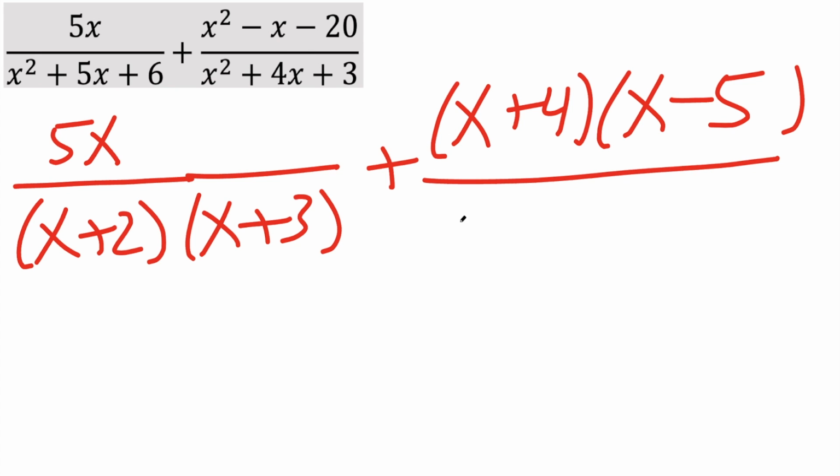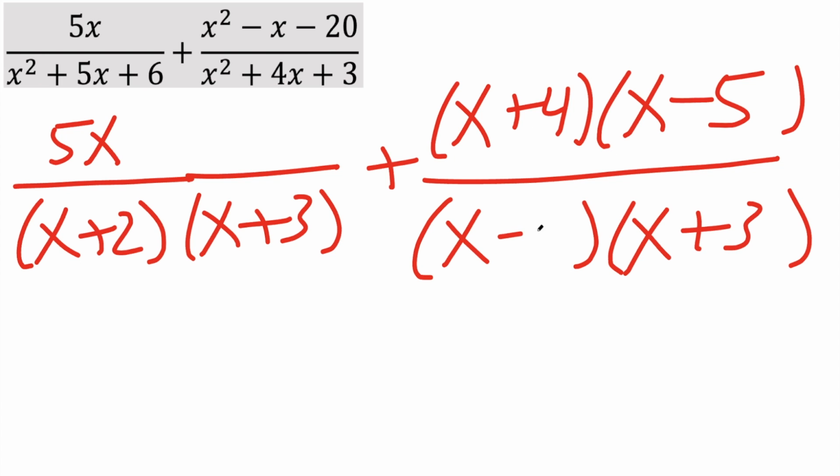Divided by, now this piece, same process, (x )(x ). What two numbers multiply to give us 3, but add to give us 4? Positive 3 and positive 1, because 3 times 1 is 3, and 3 plus 1 is 4. So now we have factored the numerators and denominators. Next step is to get a common denominator.